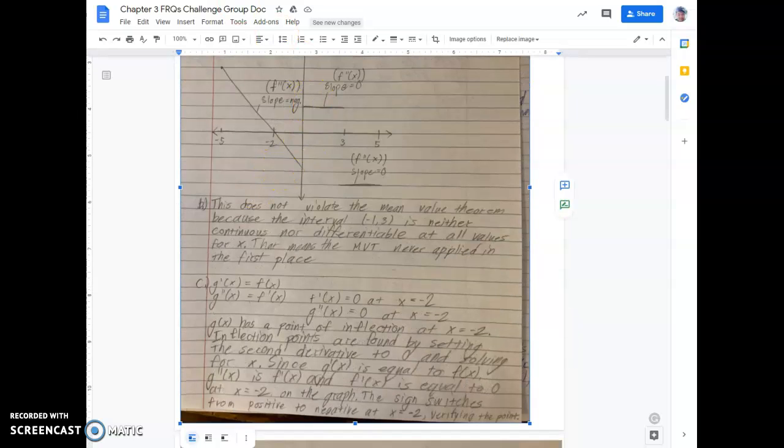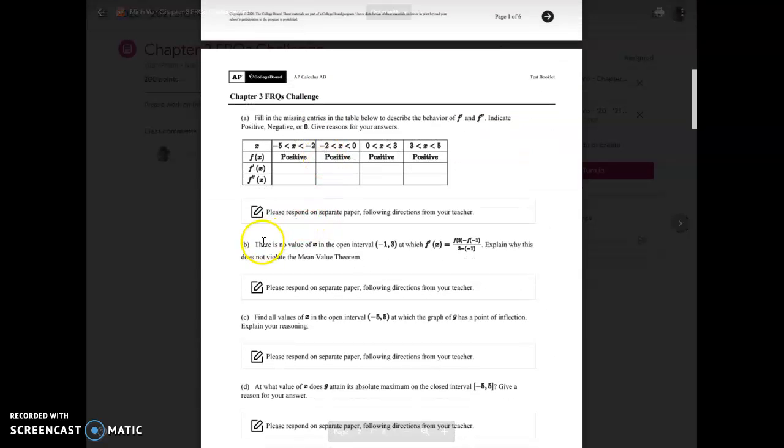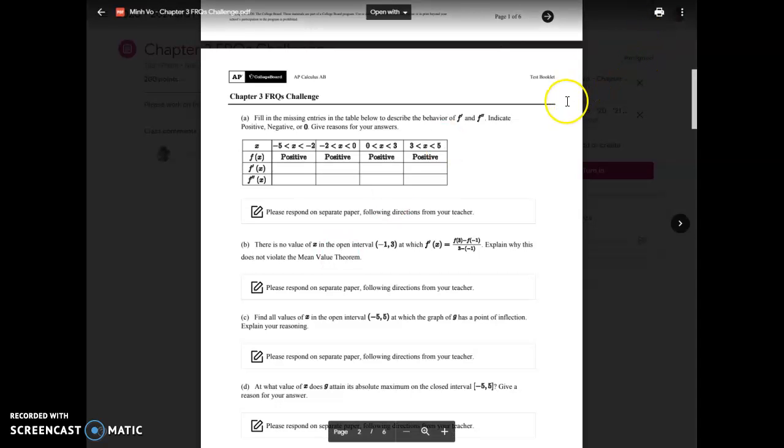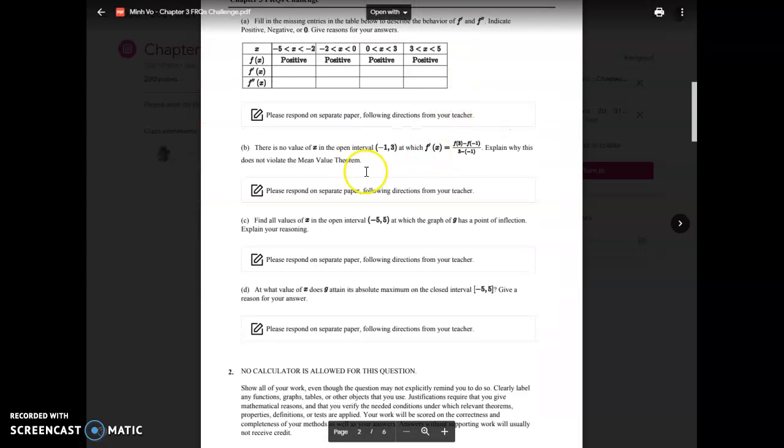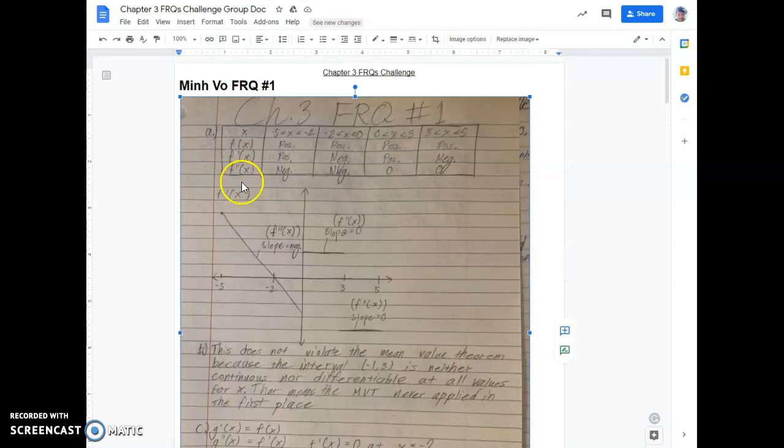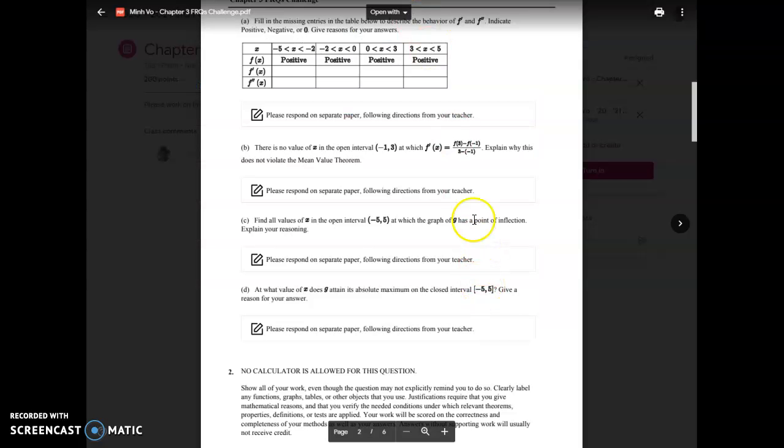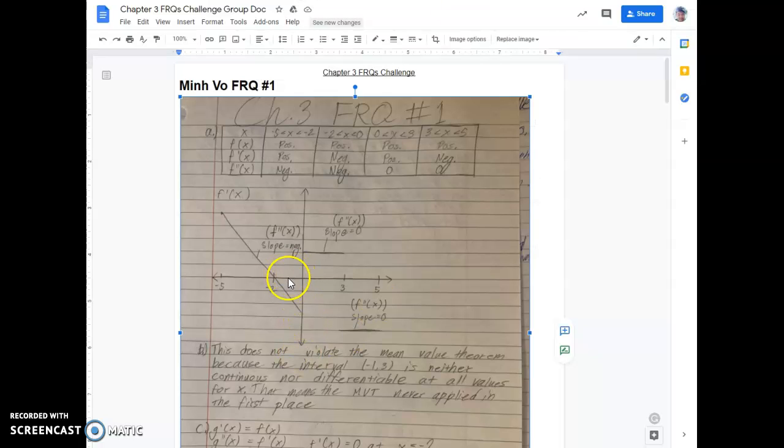Now we're asked to solve for B, which says there's no value of x in the open interval -1 to 3 at which f prime of x is equal to this. This is the mean value theorem. The mean value theorem states that the secant line between the endpoints of a graph is equal to some tangent line between those two endpoints. And it's asking why f prime of x, which is this graph we just drew out, doesn't violate the mean value theorem on the interval -1 to 3. So from around here to 3.